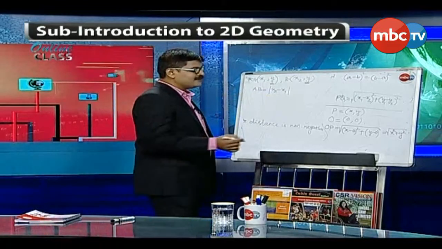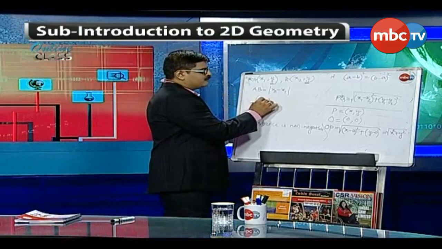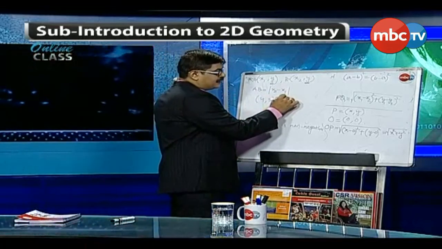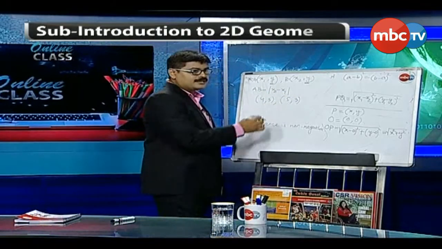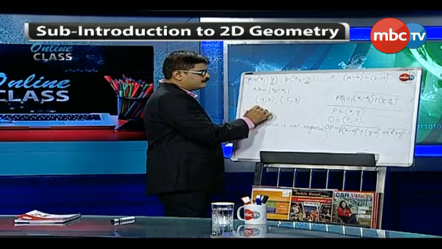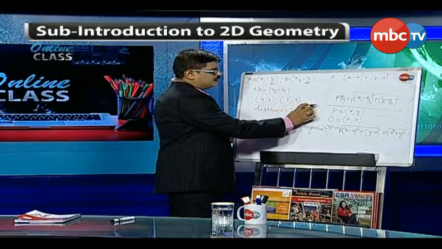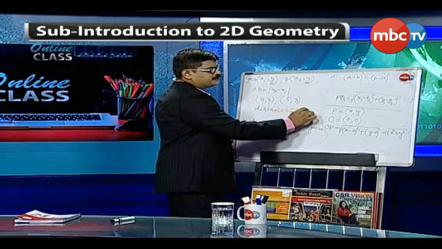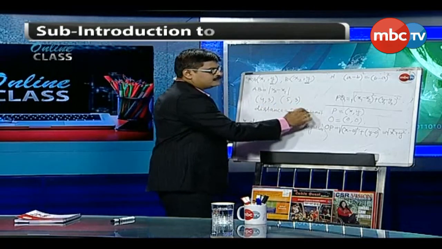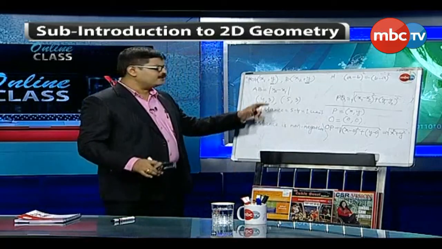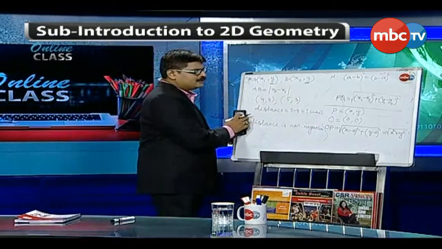If values are given, suppose you are given (4, 3) and (5, 3), then directly you can write distance is equal to 5 minus 4, that is 1 unit. Directly you can write this way when your data is given in numbers.